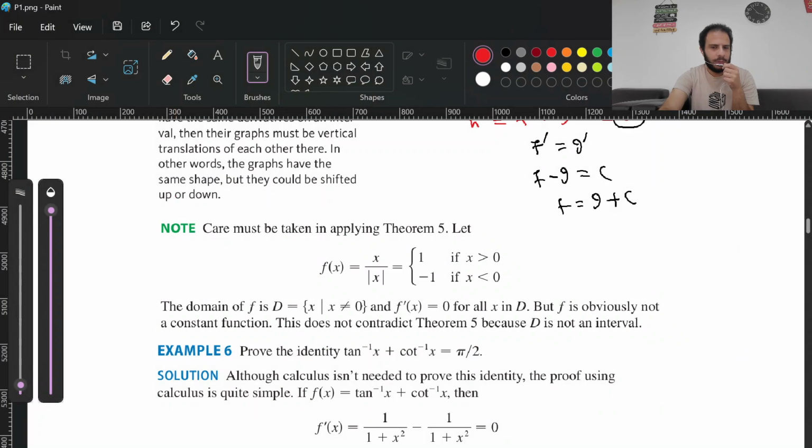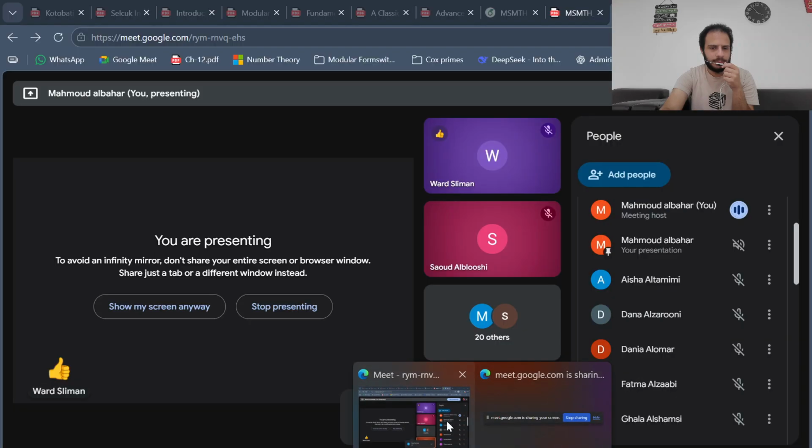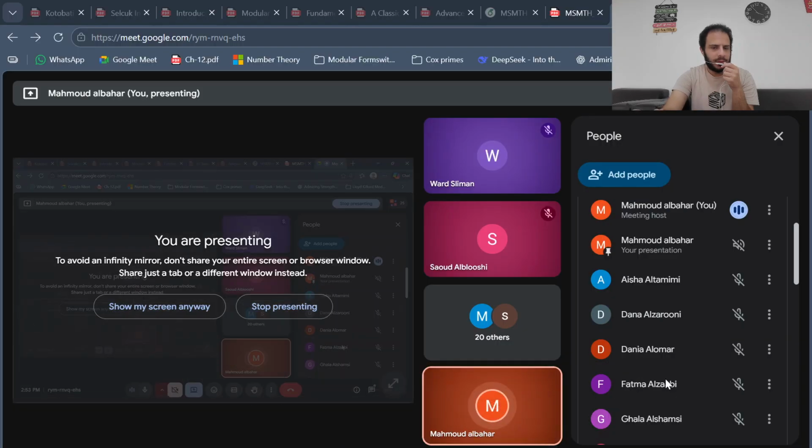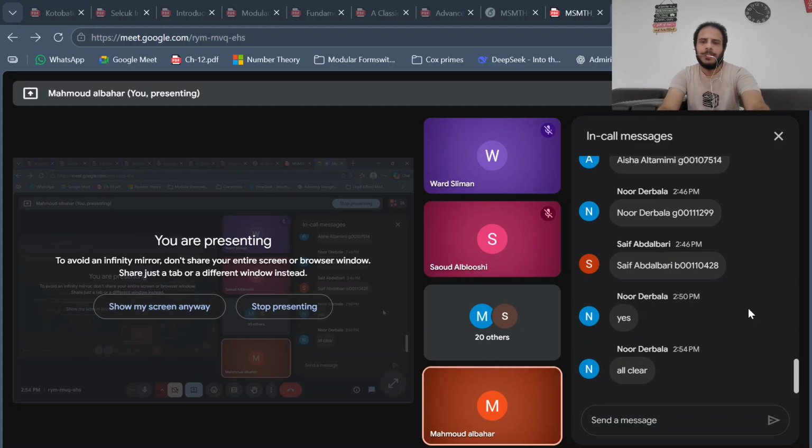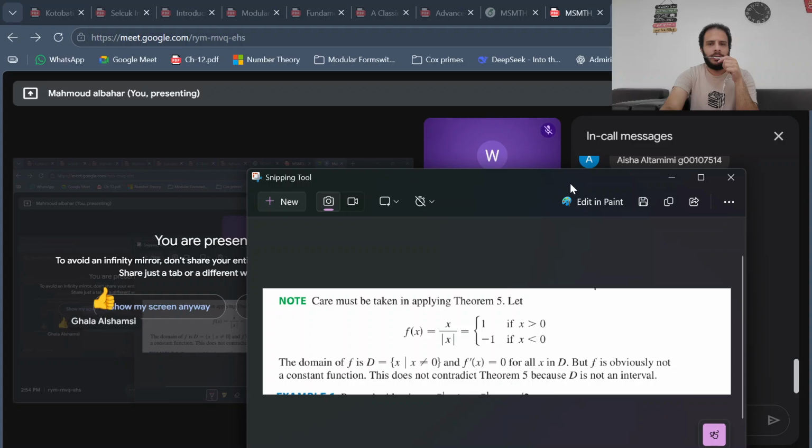But before that, do you have questions about the... Are these theorems clear? That if the derivative equals 0 in an open interval, then the function is constant in that open interval, and the other one, are they clear? Do you have questions about this? Is it good? Okay, let's continue. Good.